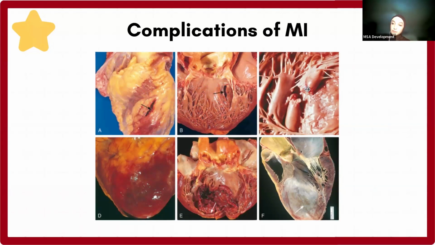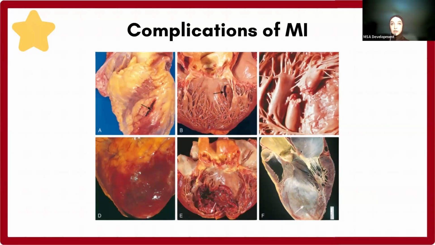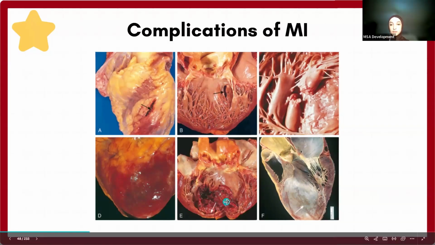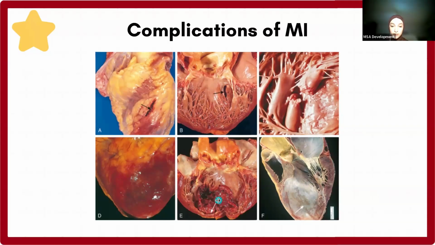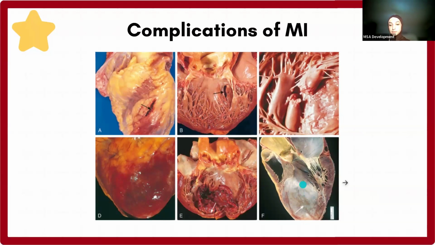Now this one is papillary rupture or dysfunction. D is fibrinous pericarditis. We discussed this before. And E is a mural thrombus. If you can't see it, it's the little clot of blood that the white arrow is signifying. And lastly, we have F, signifying an aneurysm, a ventricular aneurysm.